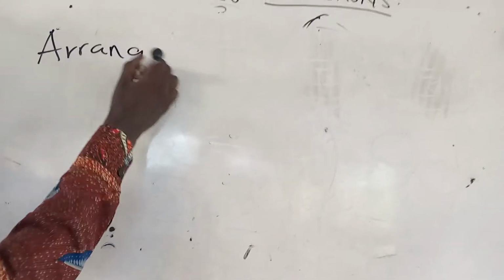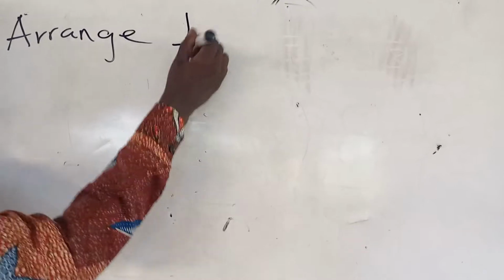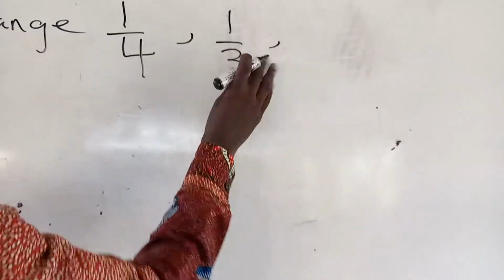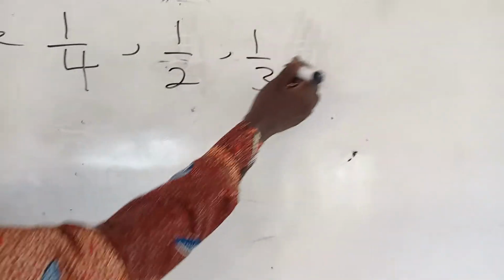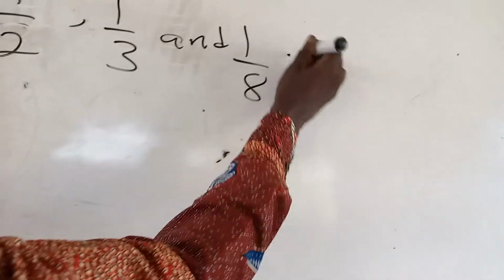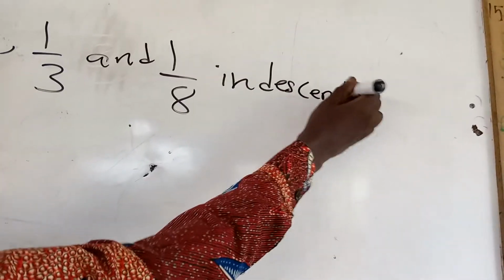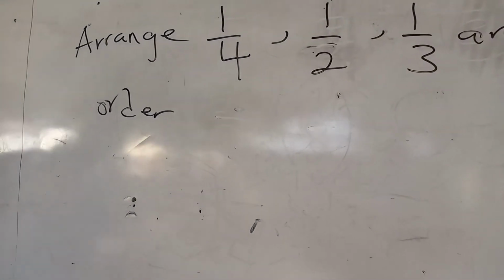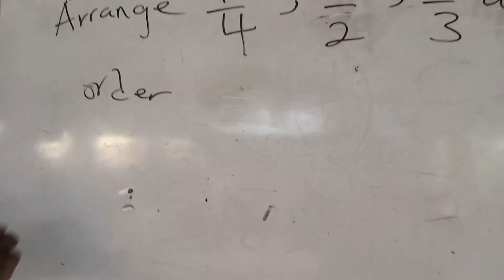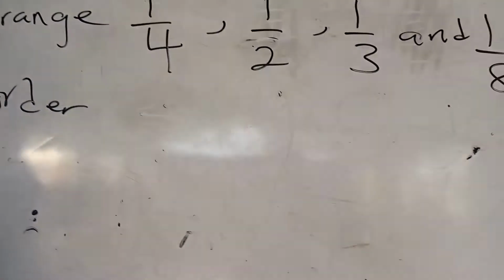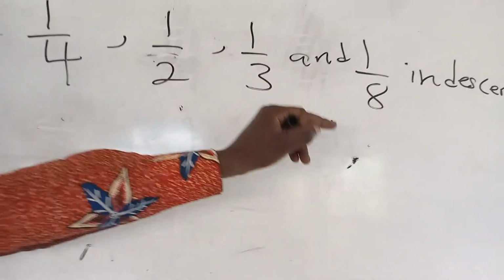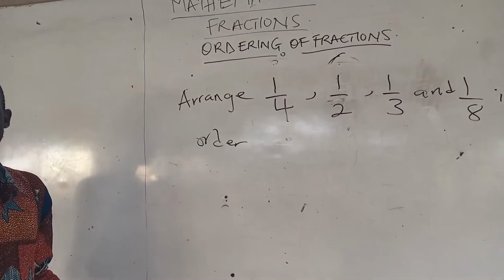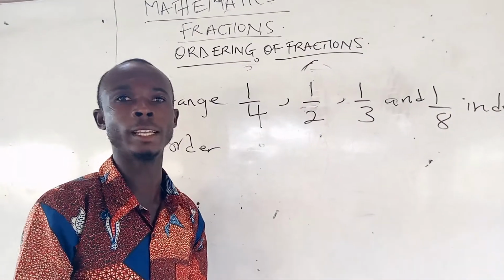Arrange 1/2, 1/3, 1/4, and 1/8 in descending order. So to arrange this in descending order, you ask yourself the meaning of descending order. Because once you don't understand that concept, you cannot solve the question. And we know descending order, we start from the largest to the smallest.